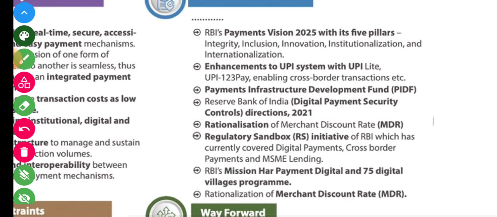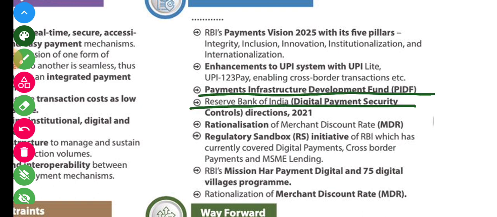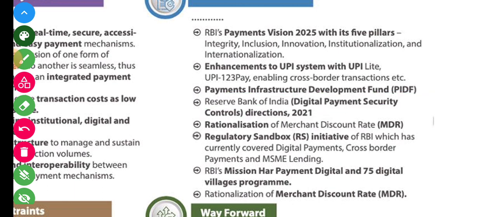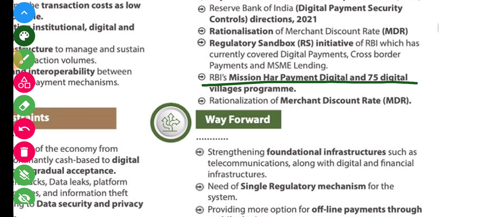What are the government initiatives for the payment system? RBI's Payments Vision 2025 with its 5 pillars: integrity, inclusion, innovation, institutionalization and internationalization. Enhancements of the UPI system with UPI Lite, Payments Infrastructure Development Fund, RBI Digital Payment Security Controls Directions 2021, rationalization of merchant discount rates, regulatory sandbox initiative of RBI, and RBI's mission Har Payment Digital and the 75 Digital Villages program. So keep this in mind.